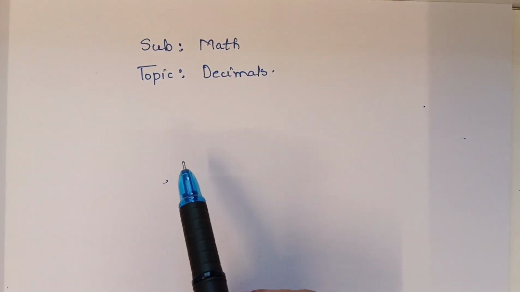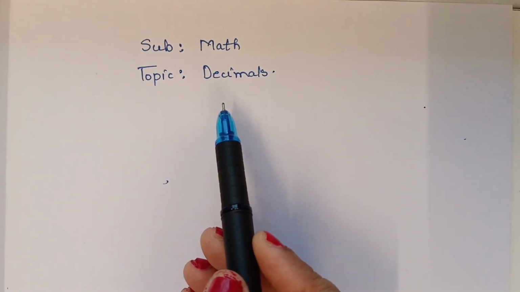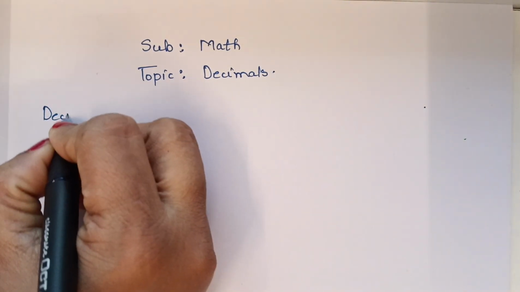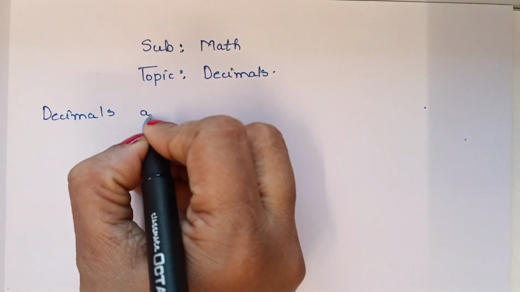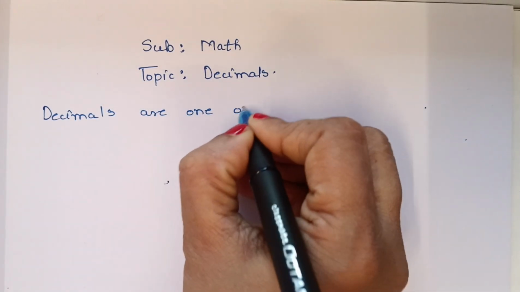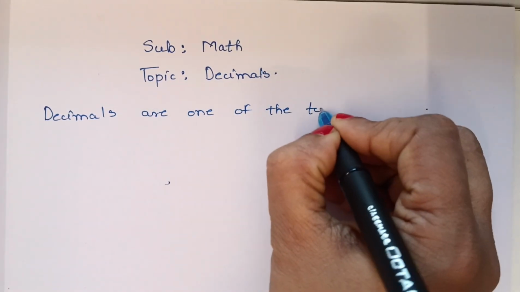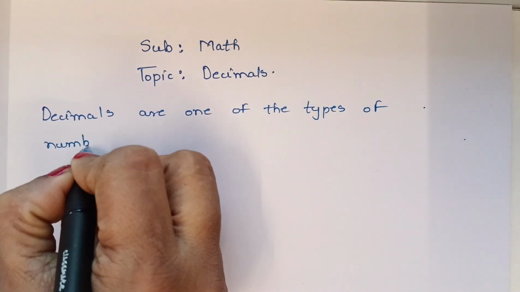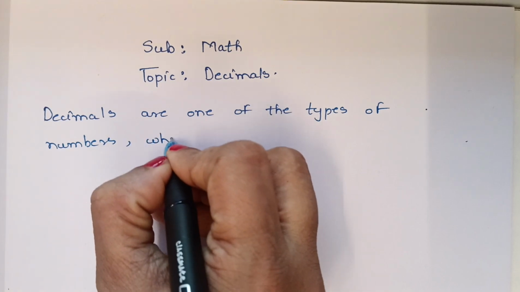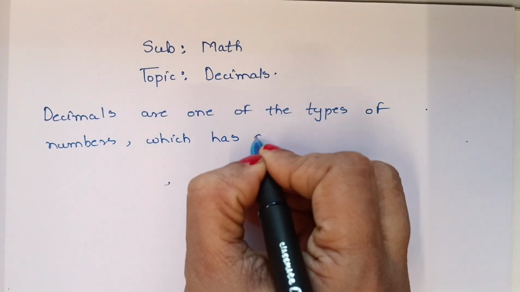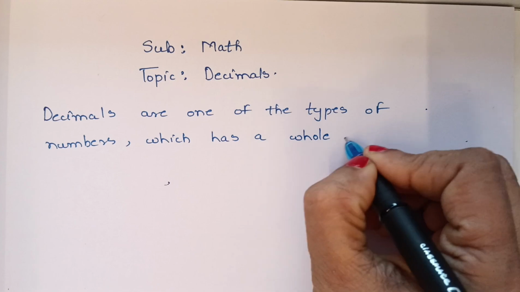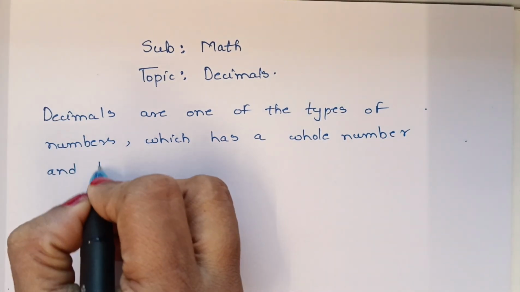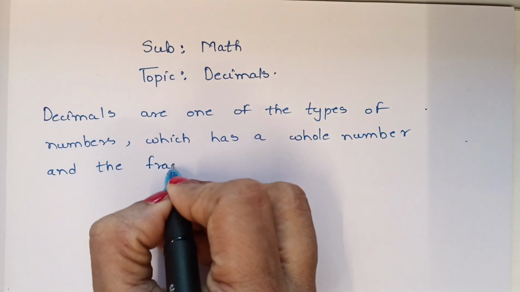Let's start with an important topic, decimals. Now let's see what are decimals. Decimals are one of the types of numbers which has a whole number, this is one part, and the fractional part.